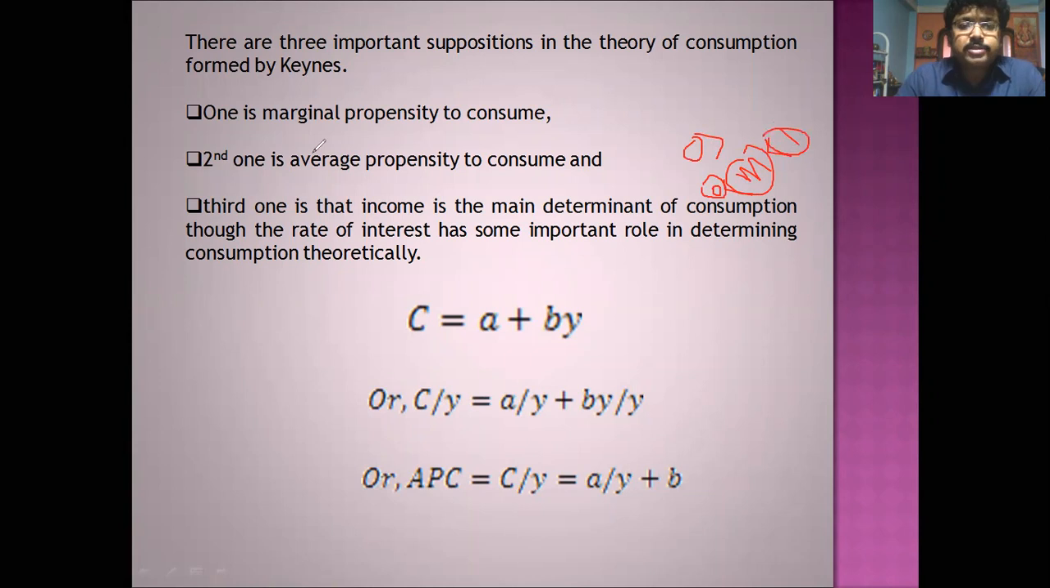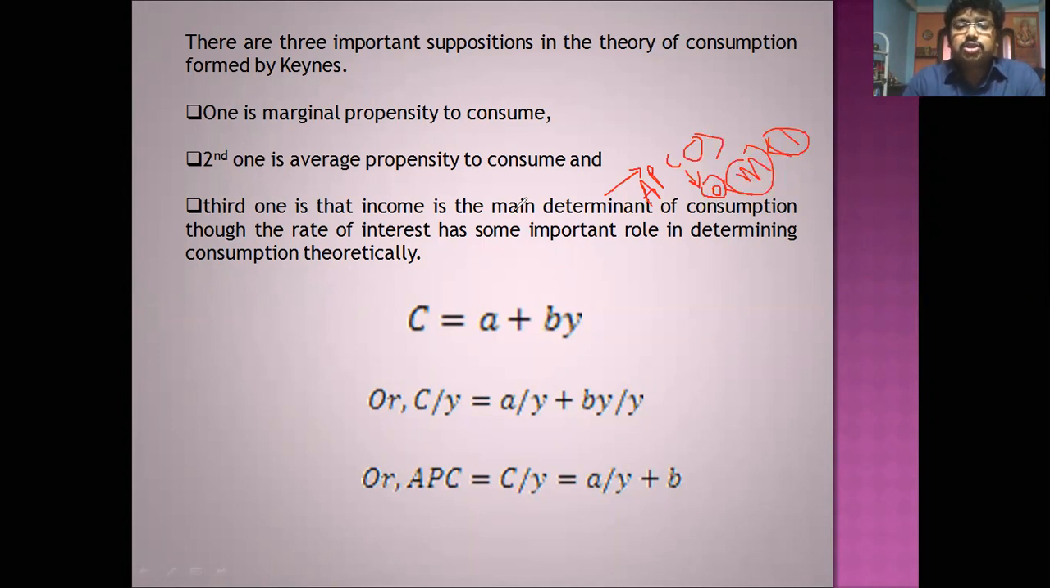Okay. And the second one is the average propensity to consume. Average propensity to consume, what does it mean? If there is an increase in income, then the average propensity to consume, that is the APC, will fall. This is the second supposition. And the third one is that income is the main determinant of consumption, though the rate of interest has some important role in determining consumption theoretically.